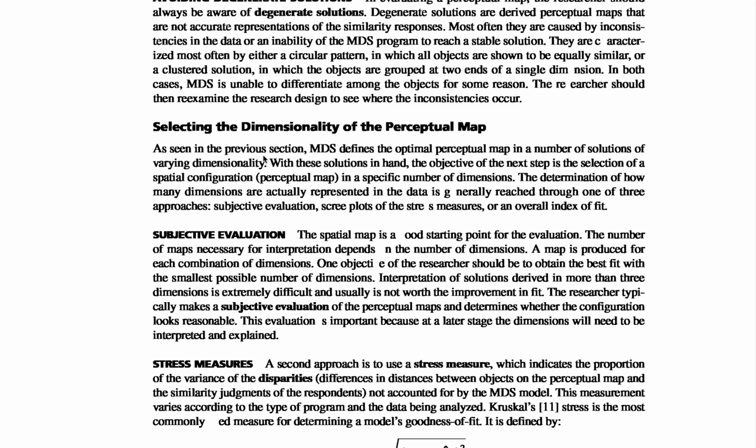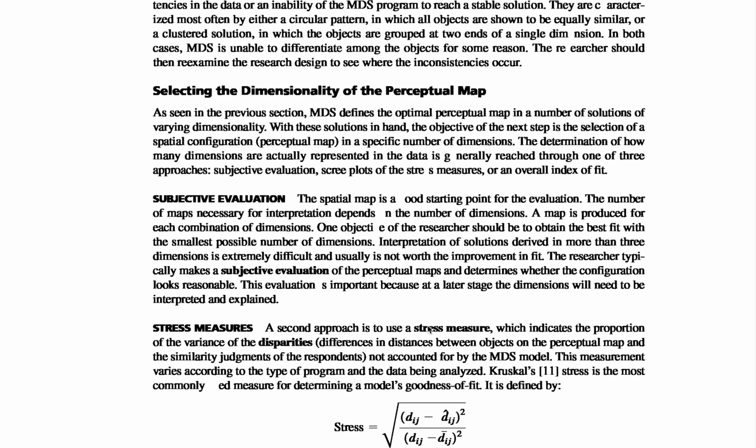Selecting the dimensionality of the perceptual map. As seen in the previous stage, multidimensional scaling defines the optimal perceptual map in a number of solutions of varying dimensionality. With these solutions in hand, the objective of the next step is the selection of the spatial configuration. The perceptual map has a specified number of dimensions that determine how many dimensions are actually represented in the data, and it is reached through three approaches: subjective evaluation, scree plot and the measures of overall index of fit.